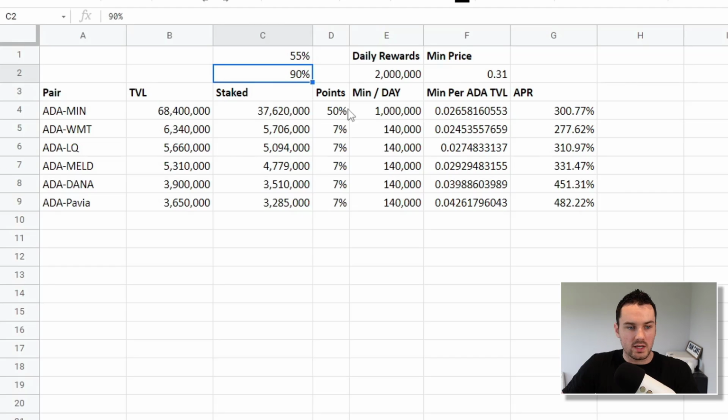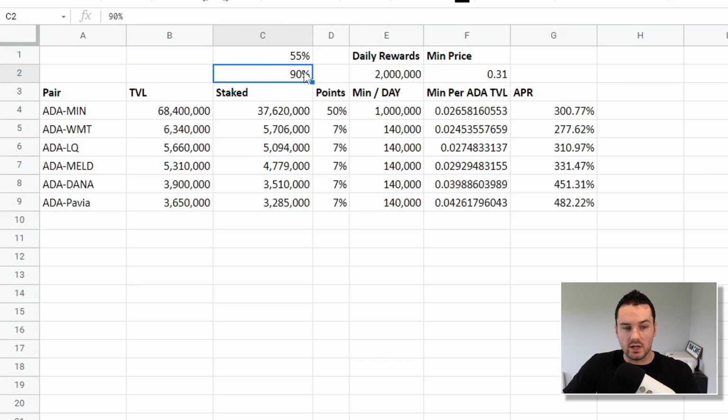Now, the bonus only counts for the ADA MIN pair, but there's some other pairs in there that look fairly decent as well, looking at these numbers. So they get less MIN per day, but then obviously there's less TVL there as well. Things like Pavia, potentially up towards 500%, 450 to 500%. Dana also looking fairly good if these calculations come out right.